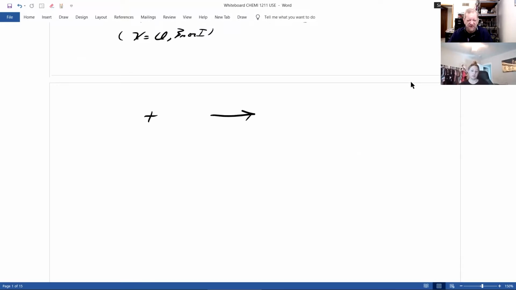Now, on test number 3, like test number 2, I'll have 3 or 4 synthesis problems. And the question would be, what would you react with ammonia, NH3, to make this compound? And this is the fun part of organic chemistry, at least for me. I hope for you too.